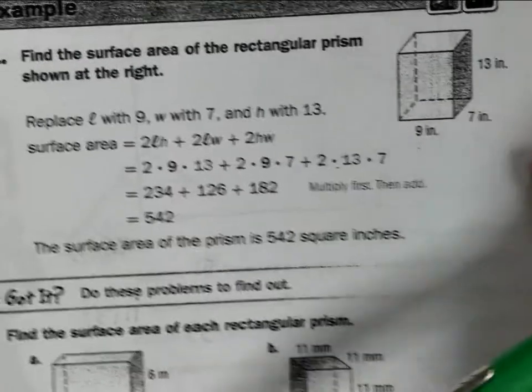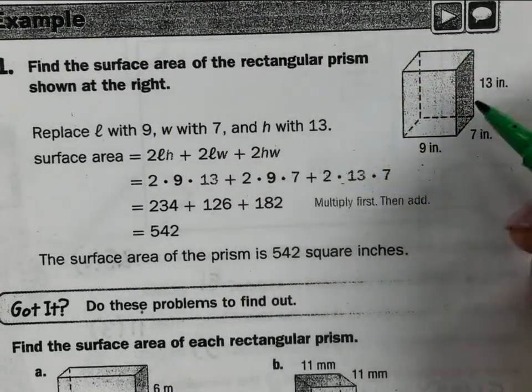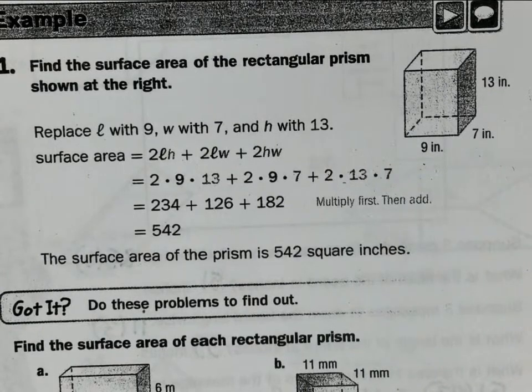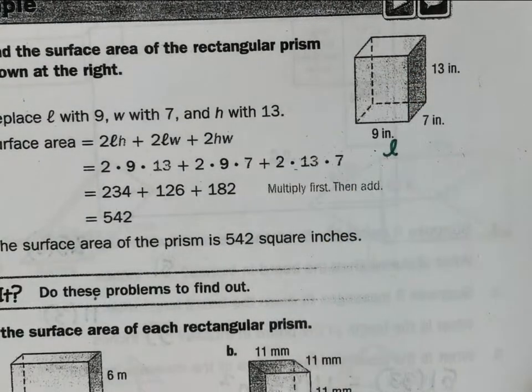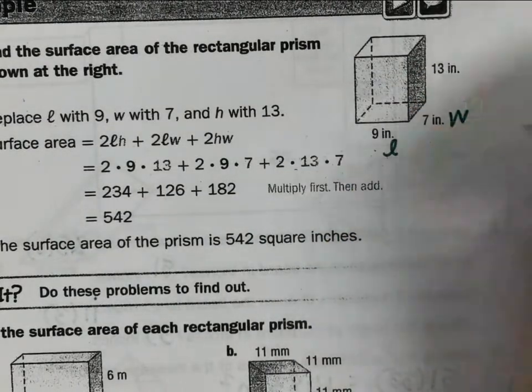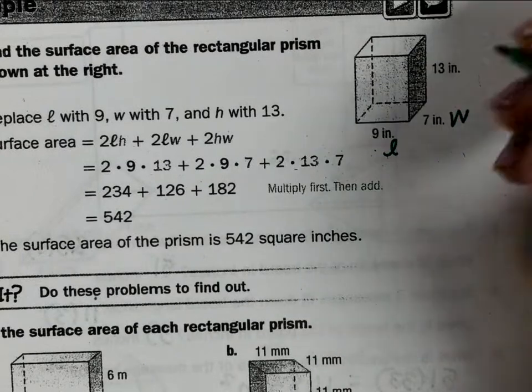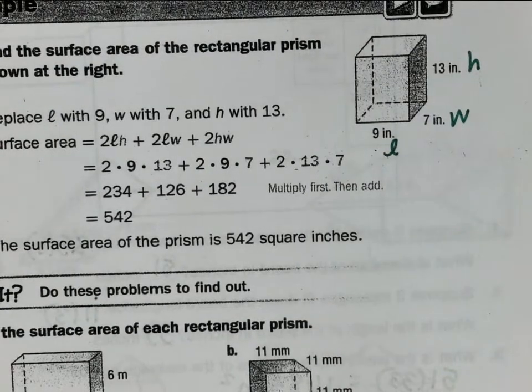All right, so example 1, let's look at it. I've got my rectangular prism. I need to figure out what my length, width, and height is first. So my 9 right here, that would be my length. The 7 is going to be my width. And then that 13 would be my height. Okay.